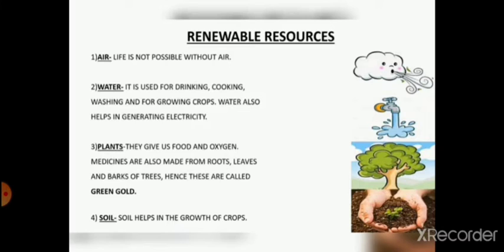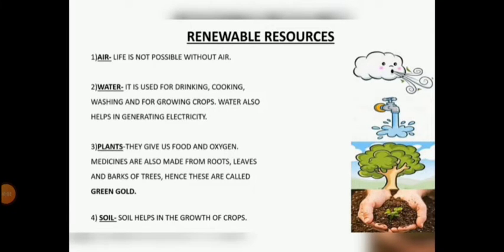Next, animals. Animals raised by us for our use are known as livestock. They are useful to us in many ways and are an important natural resource for us. Some animals raised by humans are cattle, like cows, buffaloes, sheep, goats, and camels.